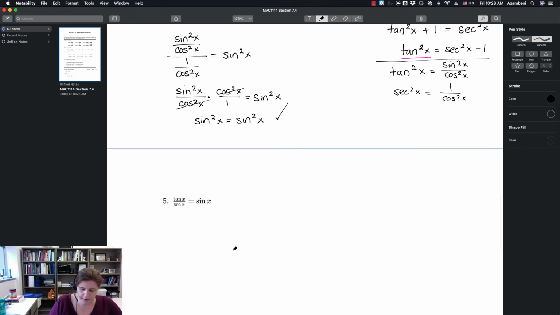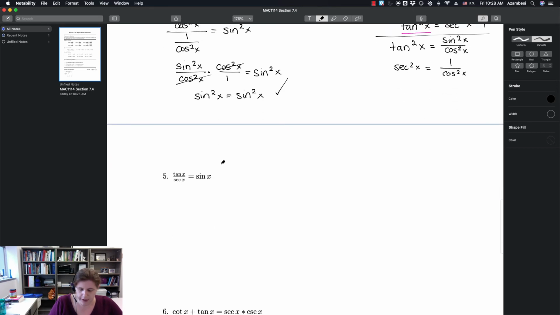All right, number 5. Number 5 works with the same identities as number 4, except we're halfway there. So tangent of x over secant of x is equal to sine of x. I'm going to use those reciprocal relationships and the ratio. So remember that tangent of x, not squared this time, is sine of x over cosine of x. And secant of x is 1 over cosine.